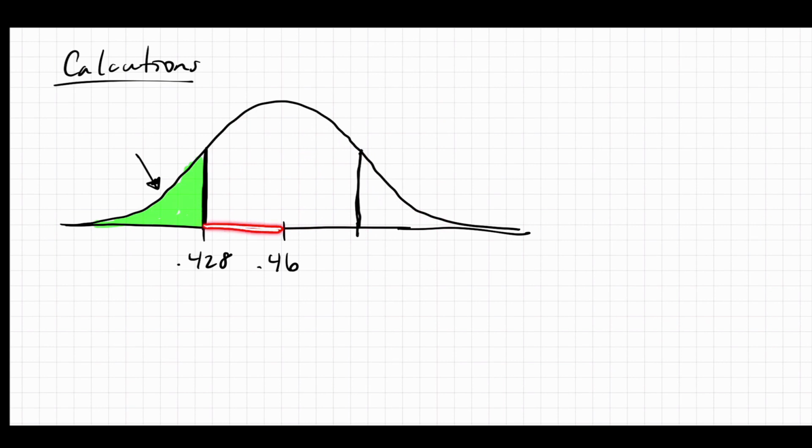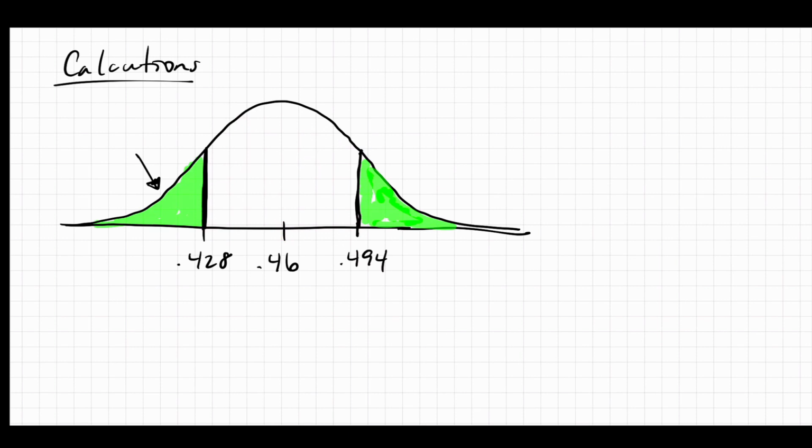So if this was 0.034, what value would be here? What value would be here? Same distance away. 0.494. That's where we shade our greater than. That's where our greater than is going to be shaded.